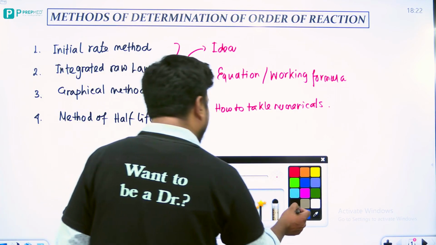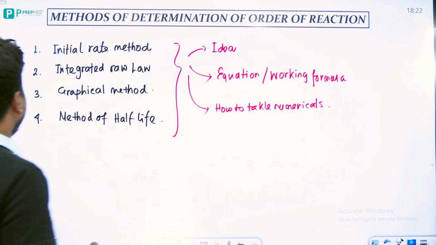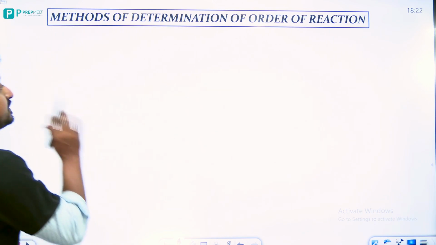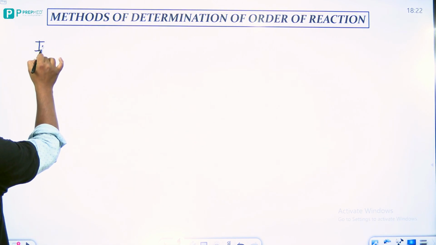Now let's see the first one, that is your initial rate method. Now beta, what happens in this particular method? Let's talk about the initial rate method first.